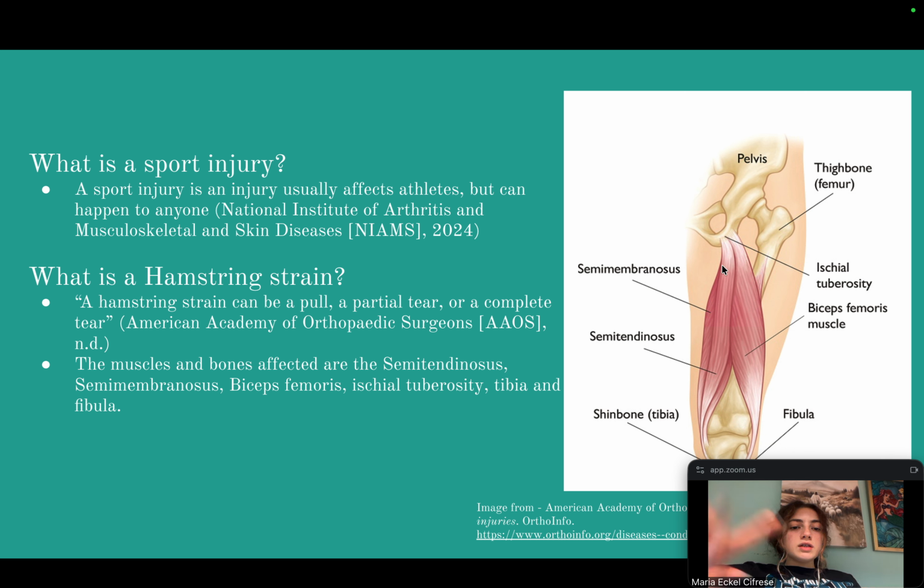And if you look on the side, I provided a picture from the AAOS. Up top is the ischial tuberosity, and then you can see the semimembranosus and the semitendinosus. They're in the same spot, and then the biceps femoris is to the right of them, and below them is the tibia and the fibula.